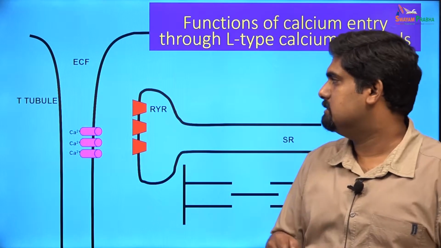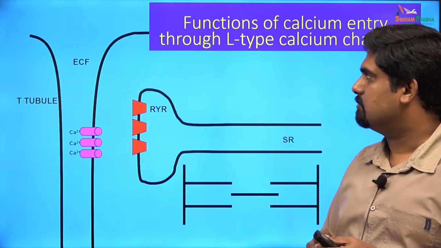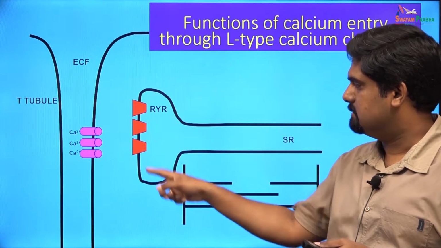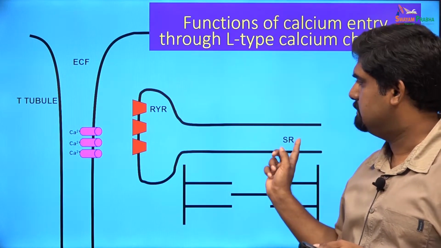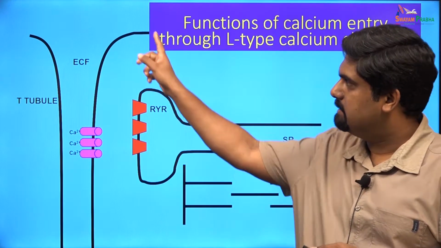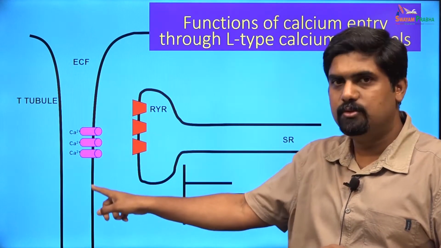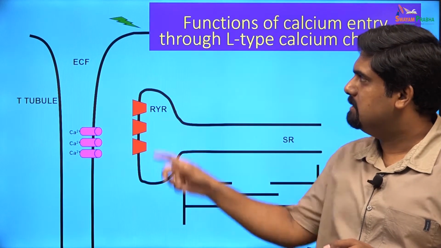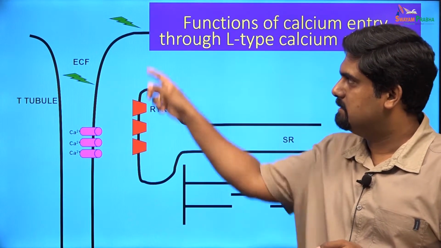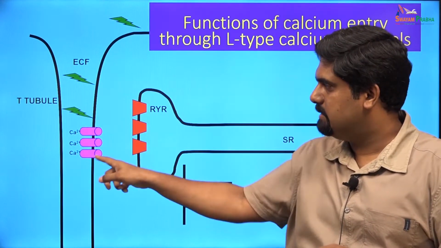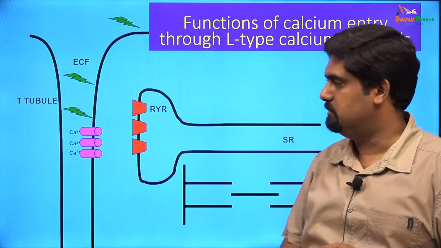This is a cartoon of a cardiac muscle cell. So in the cardiac muscle cell we can see the ryanodine receptors present on the sarcoplasmic reticulum, and this is the cell membrane which invaginates into the cell, forming the T tubule. So when the muscle gets depolarized, it goes deep into the cell through the T tubules and activates the L-type calcium channels present on the T tubule.